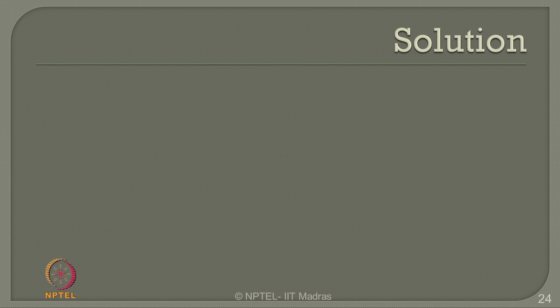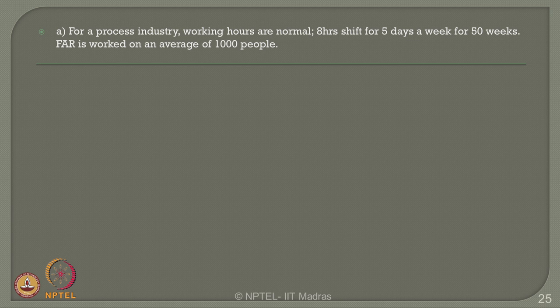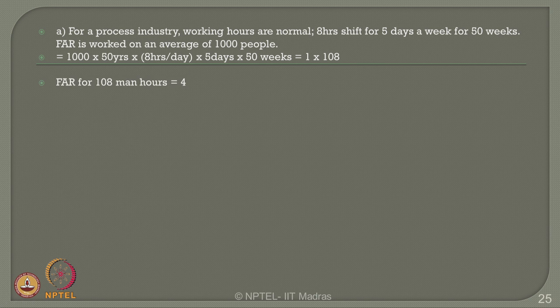Let us see the solution for the specific problem question by question. Let us take the first question A. For a process industry, as stated in the example, the working hours are normal, that is 8 hours a shift for 5 days a week for 50 weeks. FIR is actually worked out on an average of 1000 people, that is the standard norm. So 1000 multiplied by 50 weeks of work, 8 hours a day and 5 days a week, gives him a value of so much. So FIR for 10^8 man hours is 4, as you see from the table.